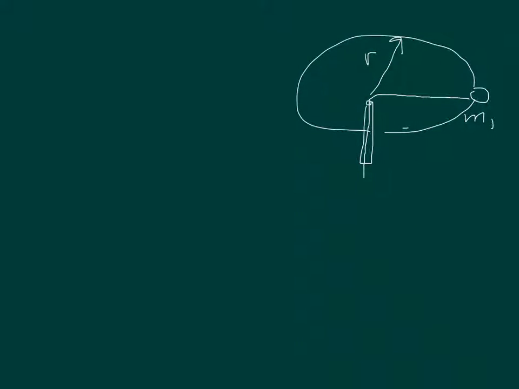If you were pinching the string and holding it right here, you would know that the centripetal force is the mass of that object times v squared over r, where r is the radius of this orbit. V squared is the square of the velocity, the tangential velocity. How do you calculate this?